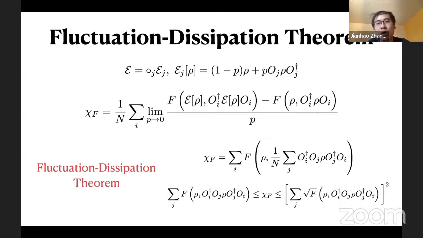So it's pretty simple. And the square root procedure here doesn't change the qualitative behavior of the fidelity correlator. That is, if the fidelity correlator is order 1, so is the square root of the fidelity correlator. And with the fluctuation dissipation theorem, we are ready to analyze the different scaling behavior of the susceptibility in different mixed state quantum phases.